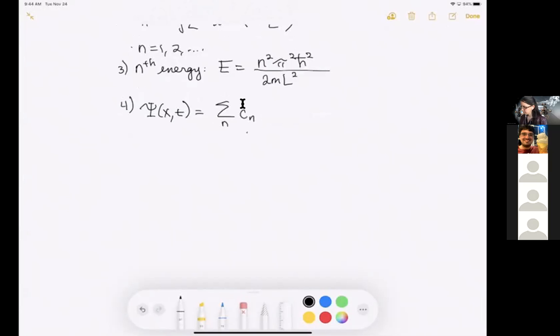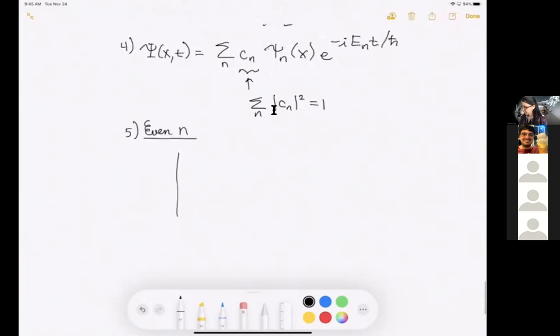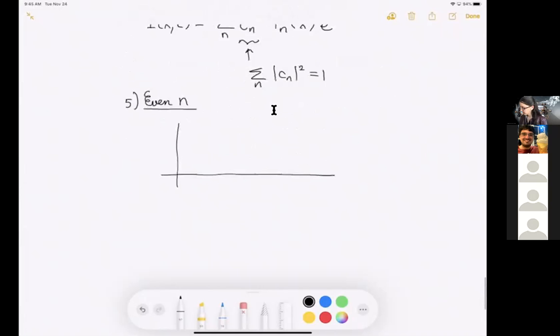So the C sub n's are our coefficients that make the state normalized to 1. We have our amplitudes, including a time-dependent factor. Suppose that the particle begins in an energy eigenstate associated with an even value of n. For example, n equals 2.